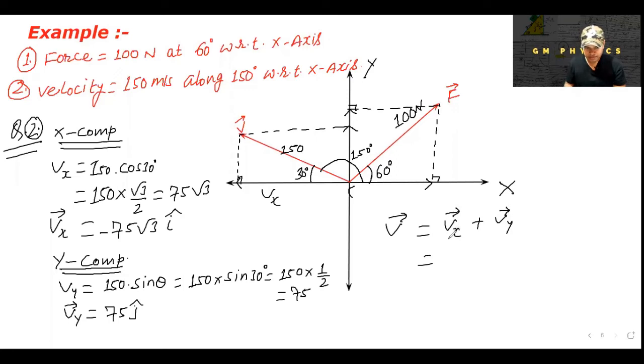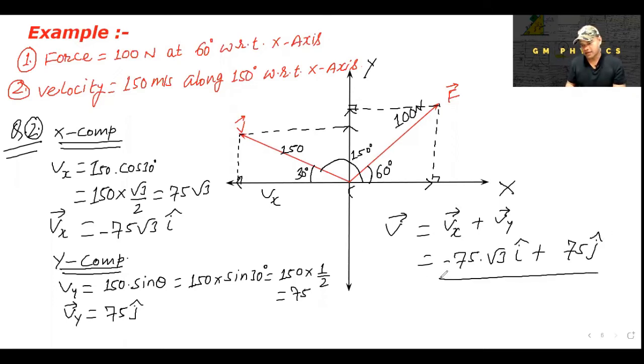So what is Vx vector? That is minus 75 into root 3 i cap, plus Vy vector is 75 j cap. So this becomes my V vector. This is the X component and this is the Y component. This is what we call resolution of a vector, finding the components of the vector along X and Y axis. Both X and Y components can be positive or negative.